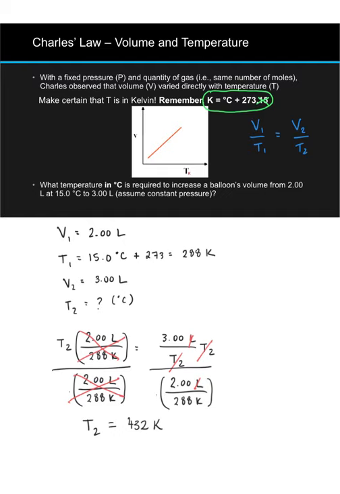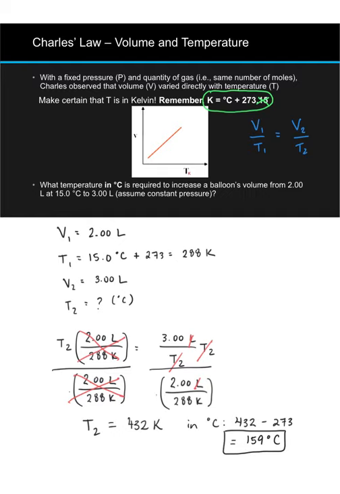But we have one final step to do here. We were asked what the temperature in degrees Celsius needs to be in order to make this volume change happen. To get a temperature in degrees Celsius, we simply reverse this expression up above. A temperature in degrees Celsius is equal to a Kelvin temperature minus 273. Here, 432 minus 273 gives us 159 degrees C. This is our final answer.